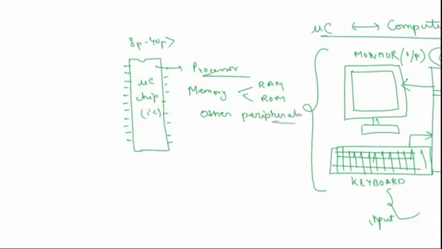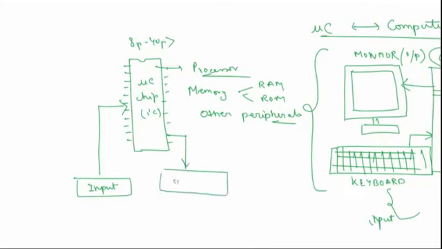What is most important, you can also connect input devices to your microcontroller, and you can also connect output devices to your microcontroller. You can connect input devices like sensors, let's say a temperature sensor or a humidity sensor or a fire sensor, smoke sensor, and so on. You connect output devices like motors, LEDs, and so on.